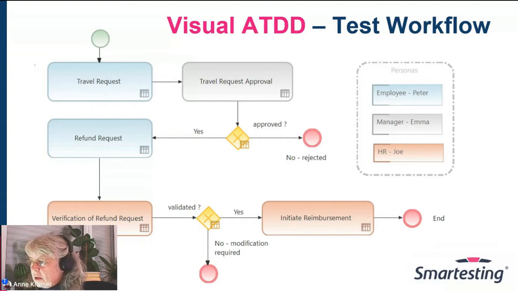There's a question in the questions part. Can we model multiple access controls? Multiple access controls, meaning that you have to be logged in with different rights, as Peter or as Emma. Do I understand the question correctly? That's correct. Okay. Yes, of course. You can put the information like that here in the workflow.